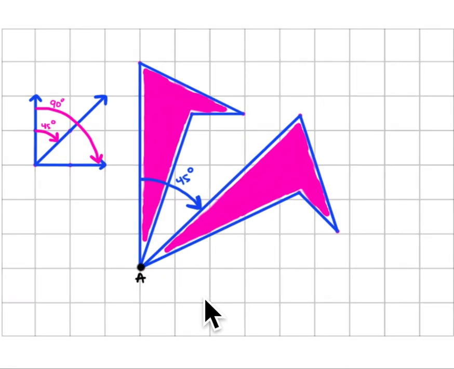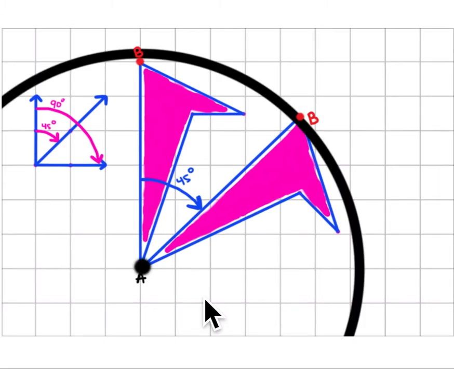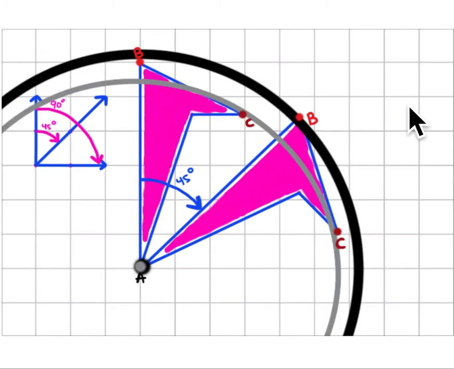There's point A, that's the center of rotation. There's point B. Point B is going to be on the black circle. It's going to go from this position here to this position. It's a 45-degree rotation. C also has to rotate 45 degrees. And that's going to be on the gray circle.